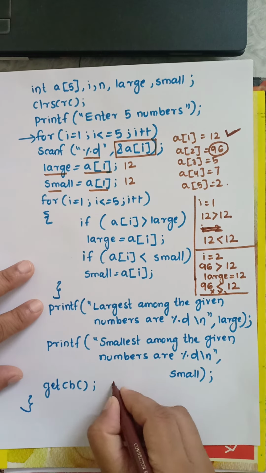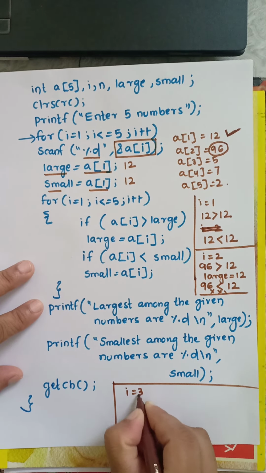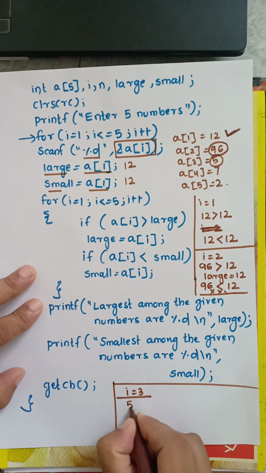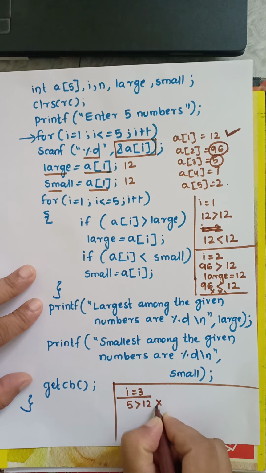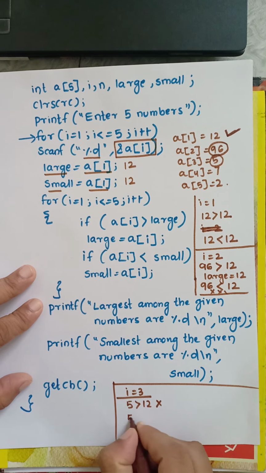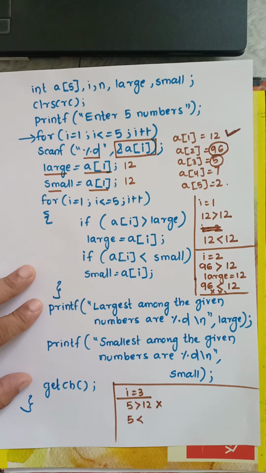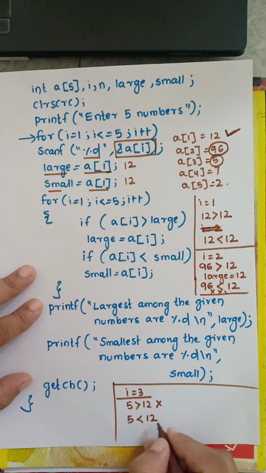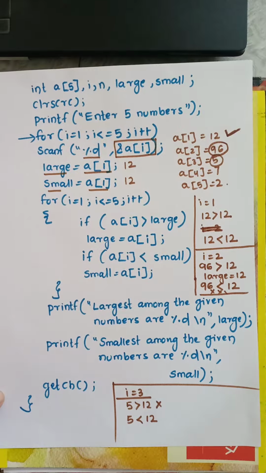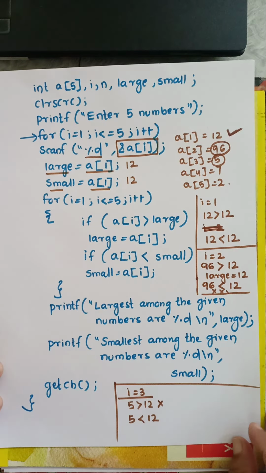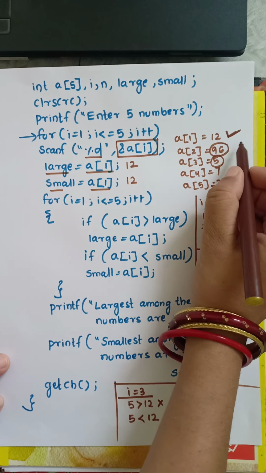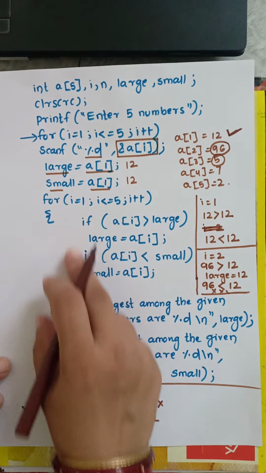Similarly, we check i equals 3. What is the value of a3? This one is 5. So 5 is greater than 12? No. So larger is not displayed here, but we check 5 is less than 12. So now we are checking all the values. Similarly we compare all the values and find out which one is the largest and which one is the smallest, using this loop.